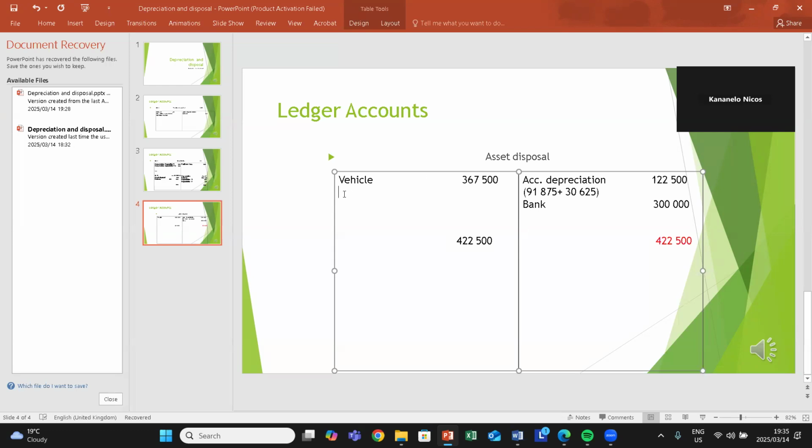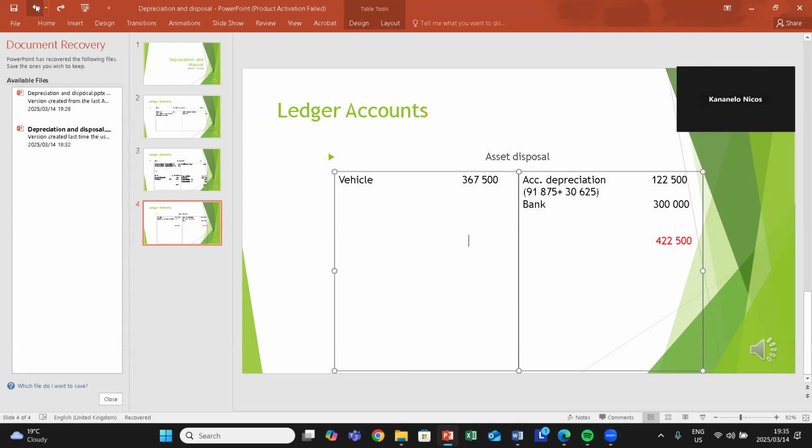And then you'll get your profit. How are you going to get your profit? We'll say profit here, profit on the sale of asset. When you get your profit, you're going to say 422,500 minus 367,500. Then you're going to record your profit there. Did I answer your question? Yes, sir, thank you. And then that's how we did our thing.